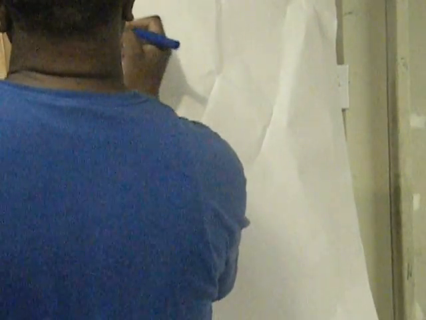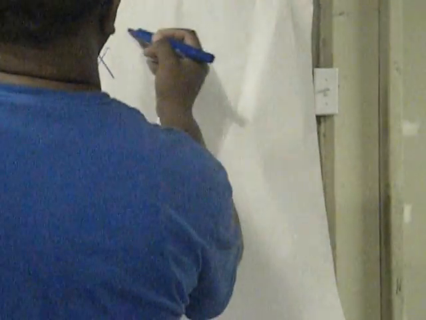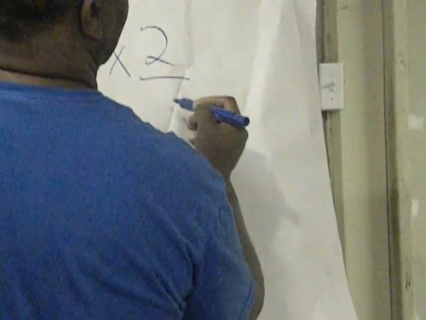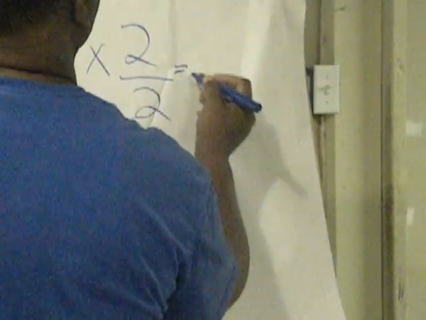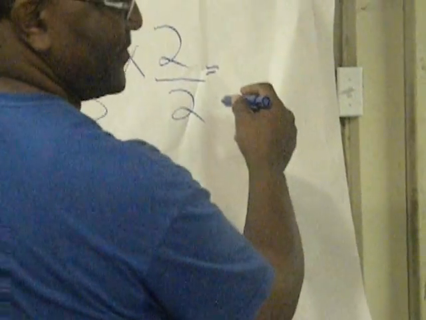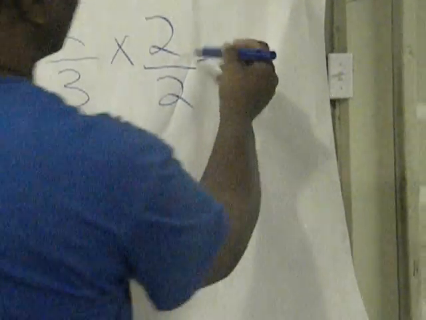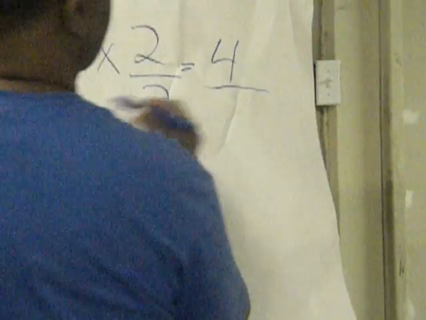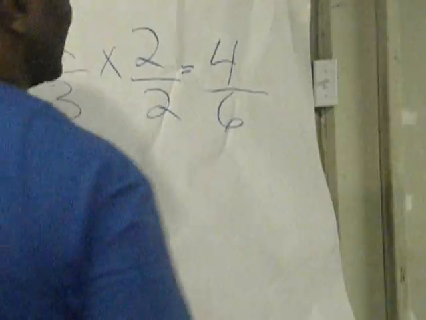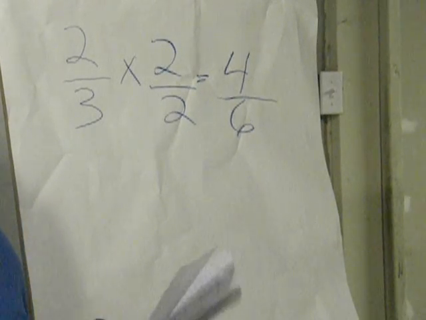All right, we're going to try one more. Okay? We're going to say 2 over 3. What do you do here? Multiply. Times what? 2 over 2 equals what? What we're going to do, we're going to get the problem here. 2 times 2 is 4. 3 times 2 is 6. And your answer is 4 over 6.